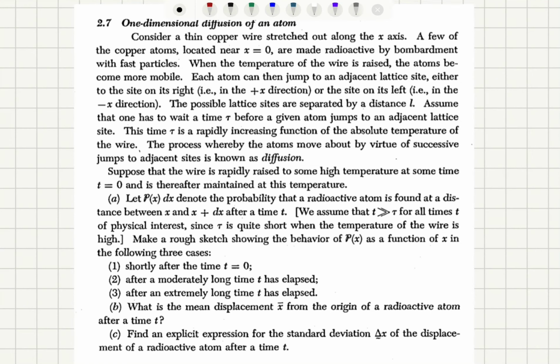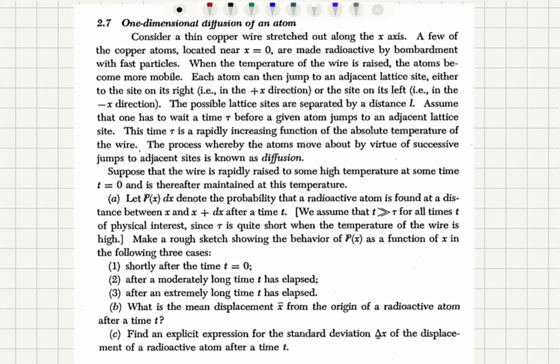One-dimensional diffusion of an atom. Consider a thin copper wire stretched out along the x-axis. A few of the copper atoms located near x equals 0 are made radioactive by bombardment with fast particles. When the temperature of the wire is raised, the atoms become more mobile.